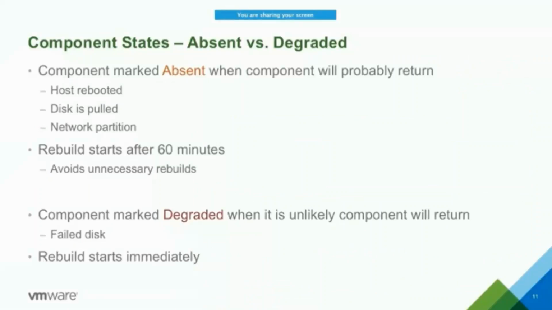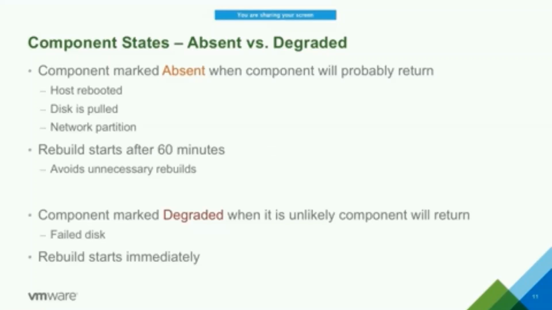Now, I mentioned a few moments ago the component state. I talked about how that particular component on host 03 was absent. There's a couple of ways that you might see a component marked in a vSAN environment. And one, of course, is absent, like we just talked about. The other is degraded. And there are considerable differences between the two.